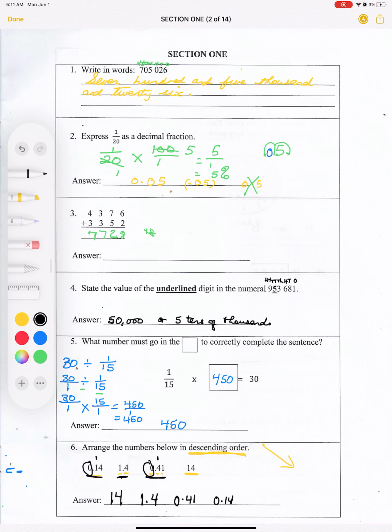All right. If I click done, what happens? No, I don't click done. Next page.